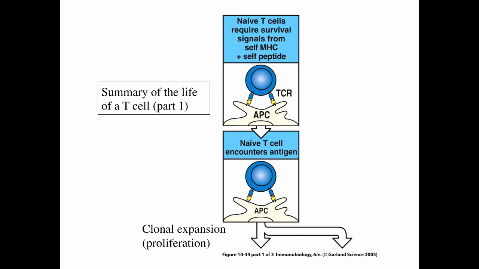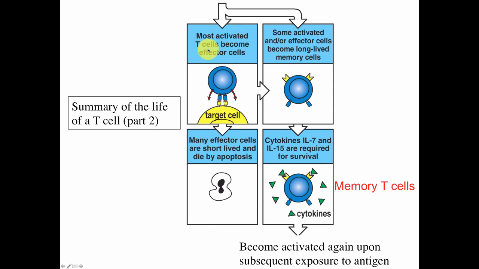And so just to summarize these different events in the life of a T cell, very quickly, naive T cells require survival signals from, in this case, self-MHC and self-peptide molecules, but ultimately they will encounter a non-self antigen that will result in overt activation and proliferation of these cells. These cells become activated, and some of them will develop into effector cells and mediate an immune effector response. Some of those cells will become long-lived memory cells, and so they're better able to respond secondarily when they are subsequently exposed to antigen.